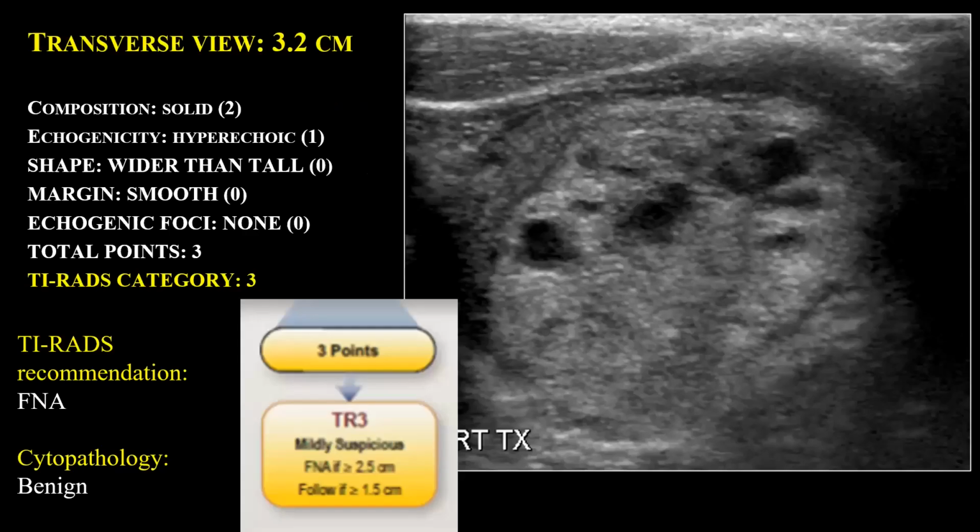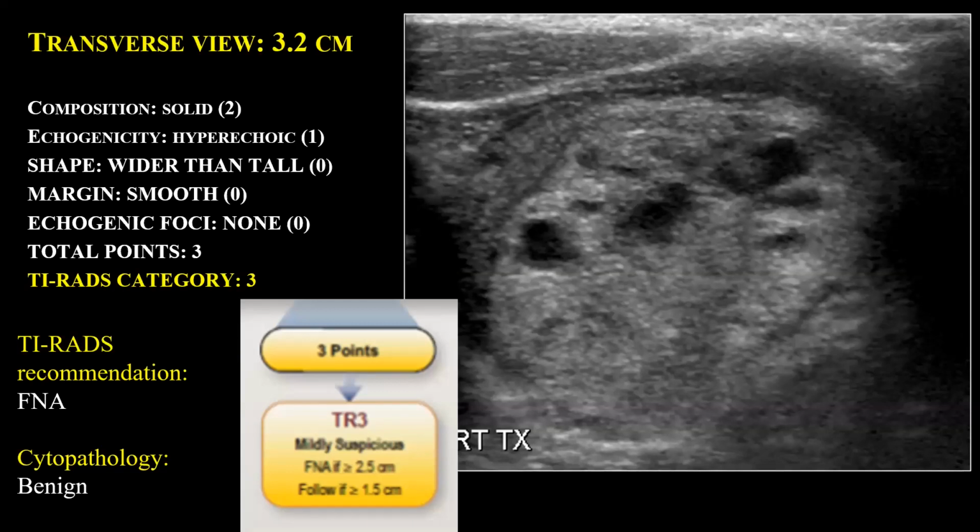So let's do some RAD path correlation. This is an example of a nodule. It measures up to 3.2 centimeters in greatest dimension. This was a transverse view.